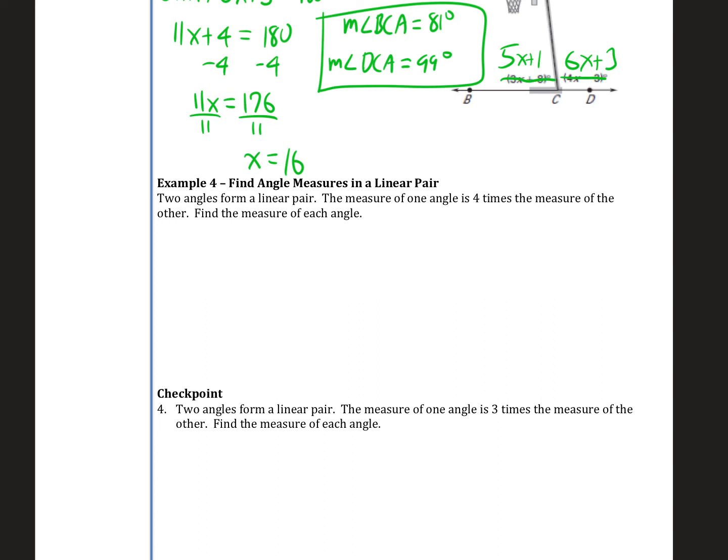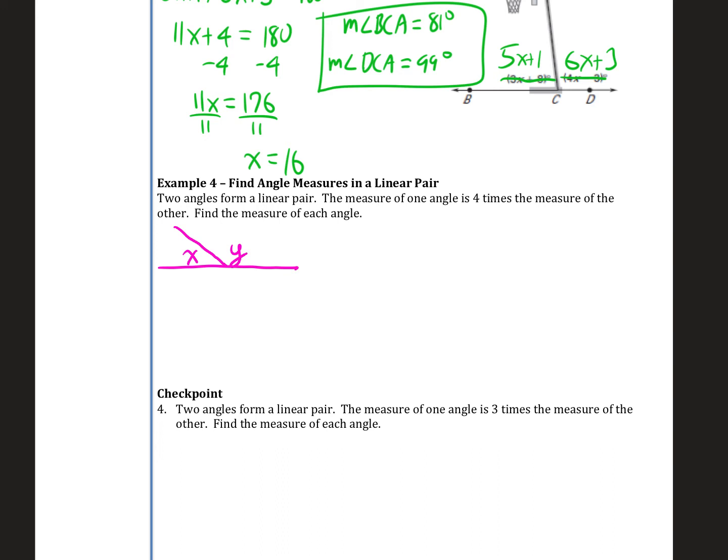Alright, here's what we're going to do. We're going to draw kind of a linear pair like this, okay? We're going to call the smaller angle x and the bigger angle y. Okay? So, let's say the smaller angle is x. The measure of one angle is 4 times the measure of the other.